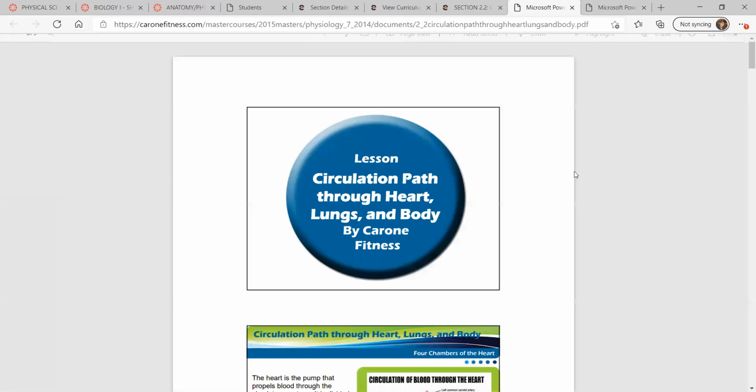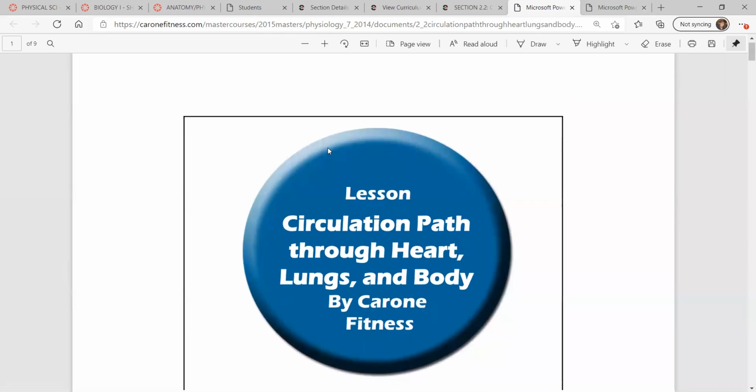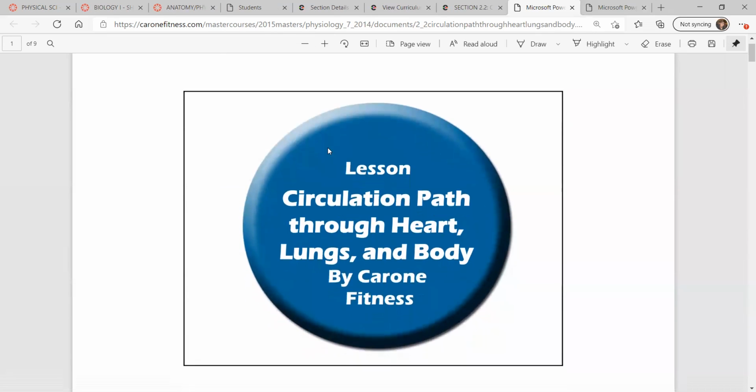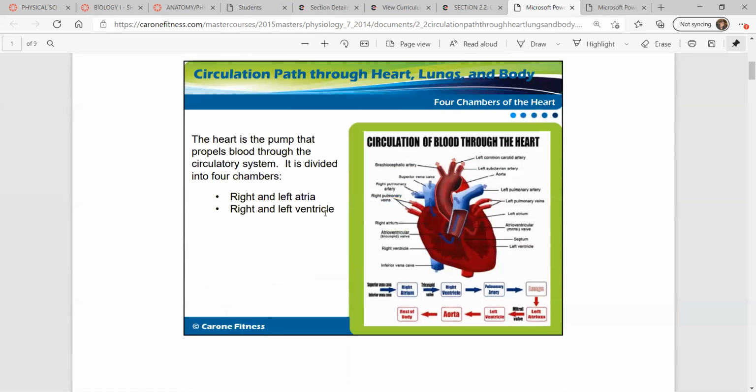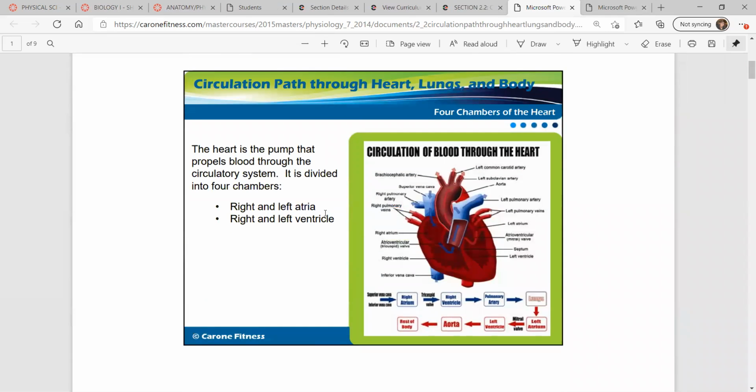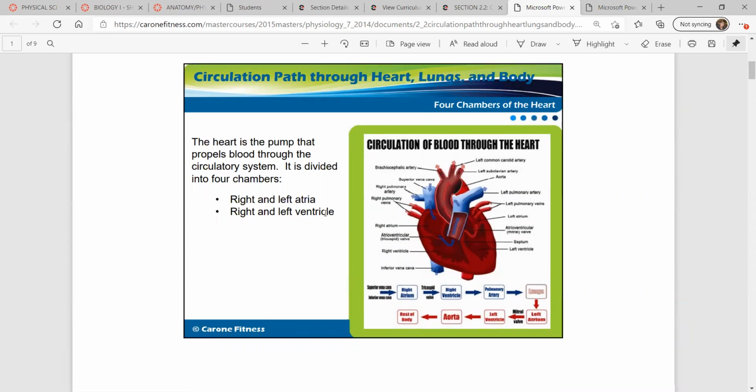Now we're going to look at the circulation path. So where does blood go all throughout the body? Through the heart, the lungs, and the rest of your body. So like we discussed in the previous set of slides, the heart is a pump and it propels blood through the system. It's divided into 4 chambers: right and left atria, right and left ventricle.